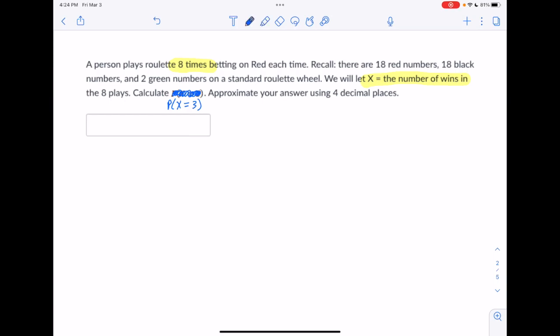And if you're in that success-failure situation, it's an n, p, q problem. So you need to note n, p, and q. n is the number of trials. In this case, that's the number of plays, so that will be 8. p is the probability of success in any one try, so that would be the chance of winning on any one play of roulette. And in this case, since we're betting on red, that would be the probability of red on any one spin. Since there are 18 red numbers and 38 numbers altogether, our p is 18 out of 38, or 0.4737.